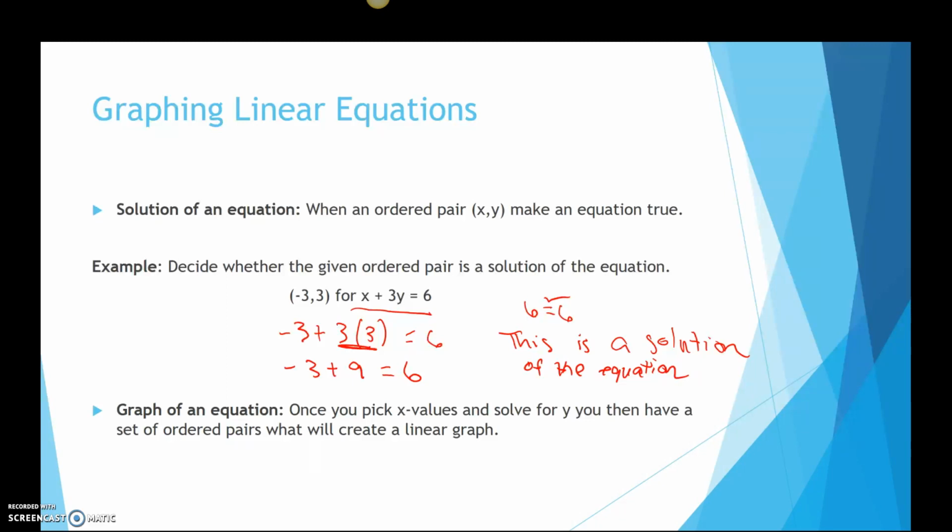So once we determine that the ordered pairs are solutions of the equation given to you, then you're going to be graphing, where it says graph the equation. So what you're going to be doing in this section is you're going to be given an equation, for instance, like maybe something like that. You are going to pick x values, solve for y, and then you're going to graph that ordered pair, and then it's going to create a linear graph for you. So we're going to look at some examples of this right now.